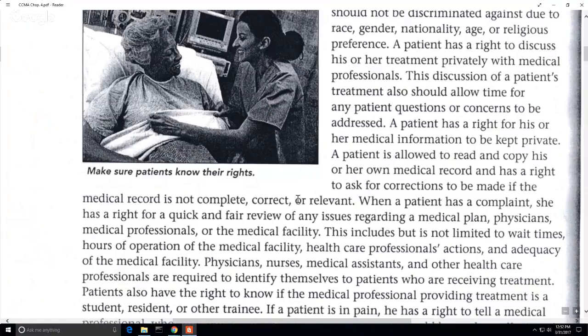Now, when a patient has a complaint, he has a right for a quick and fair review of any issue regarding the medical care, physicians, medical professionals, or medical facility. Now, this includes, but is not limited to, wait times, hours of operation of the medical facility, healthcare professionals' actions, and adequacy of the medical facility.